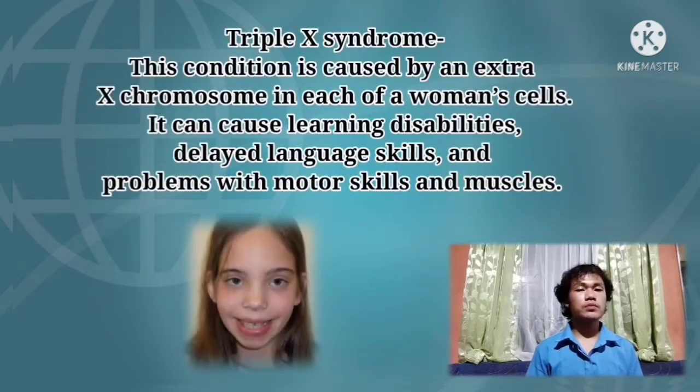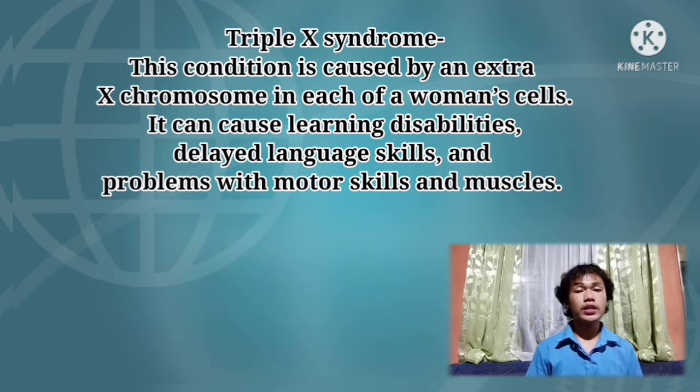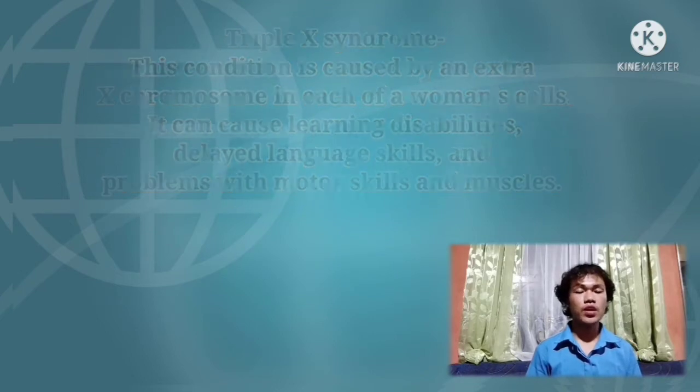Triple X syndrome. This condition is caused by an extra X chromosome in each of a woman's cells. It can cause learning disabilities, delayed language skills, and problems with motor skills and muscles.